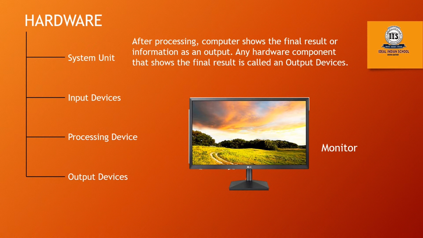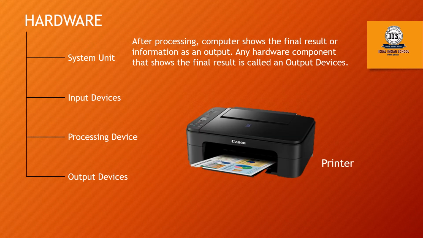Monitor. It is an output device that is used to display text, pictures, and videos. The information displayed on the monitor is called soft copy. Printer. It is an output device which is used to print text and graphics on paper. The text or graphics we get on the paper are called hard copy or printout.